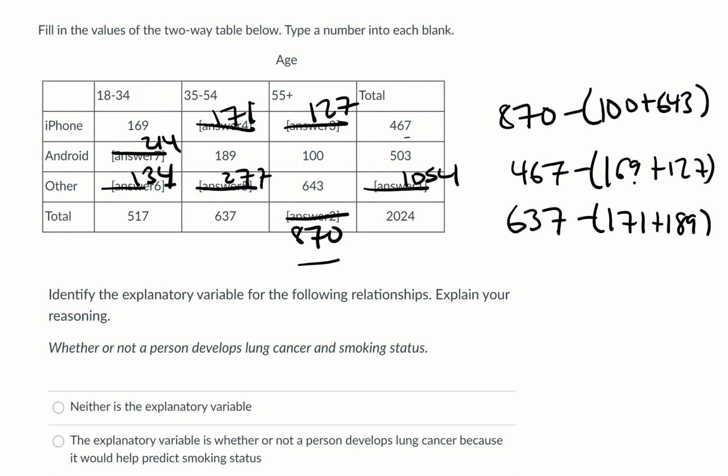All right, and then it looks like we have all of them. So we were able to fill in that two-way table. And so you can verify these numbers. If you add these three, for example, you'll get 1054. If you add all this, you get 2024, and so on.